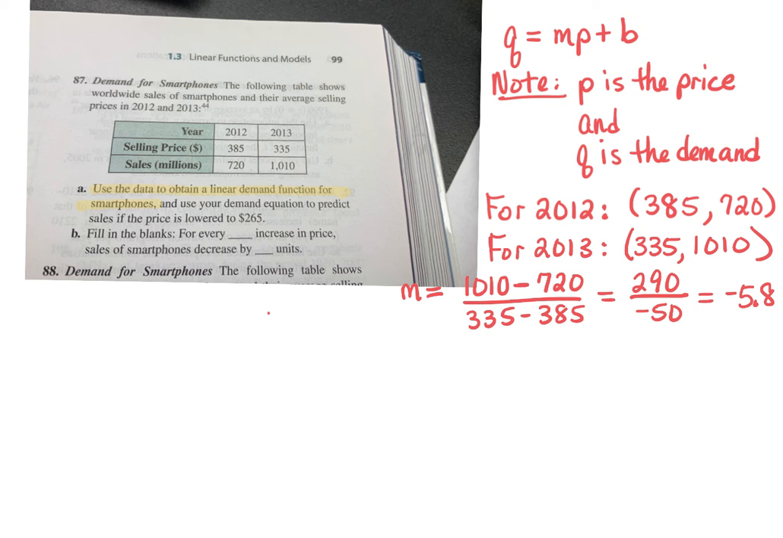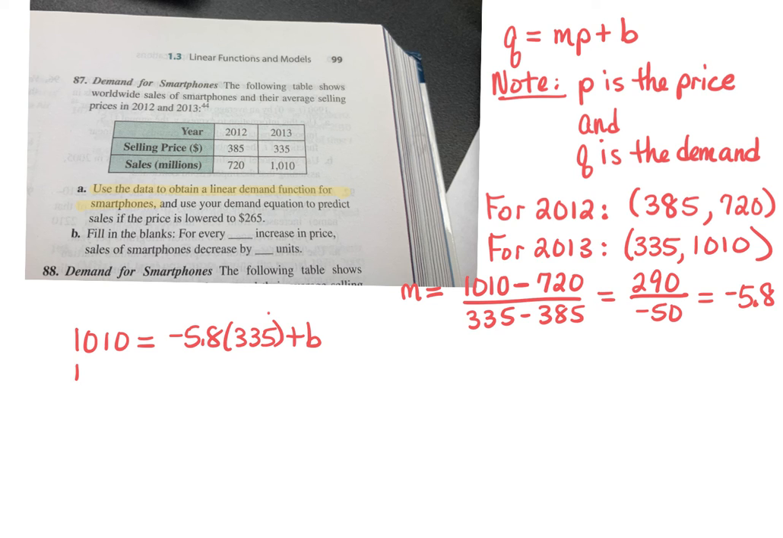Okay, so we have our slope. All fine and good. Now what do we need to find? B. We need to find B. So B, how do we do it? Just pick 2 points, take 1,010 and 335, put it into Y and X. So you're going to use, tell me what's the setup? 1,010 equals your slope, which is negative 5.8, times 335 plus B. Plus B. Good.